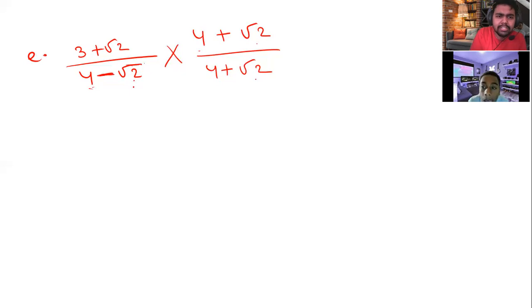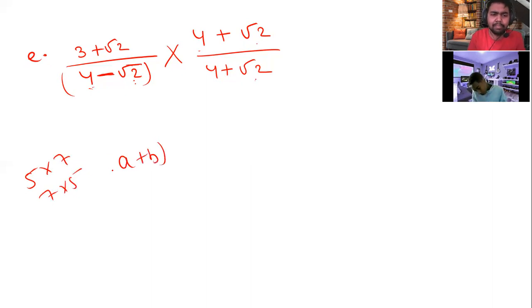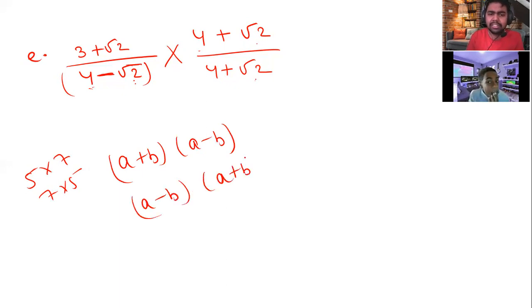Now, if you see, this is a formula, a plus b into a minus b. You could say, you can write 5 into 7 or 7 into 5. Both are the same thing. In the same way, a plus b into a minus b, or a minus b into a plus b, both are the same. One is plus, one is minus, the same thing. So this is a minus b into a plus b. That is the same formula. Its formula is a square minus b square. Right? Are you getting my point?